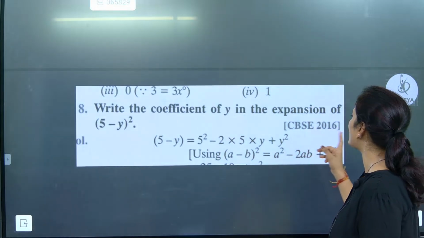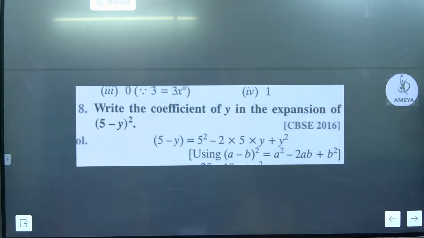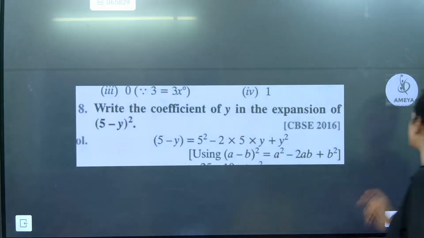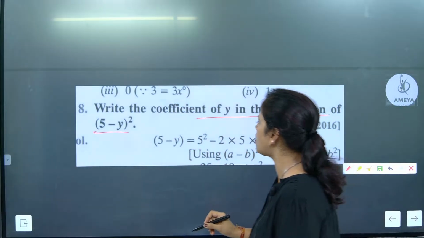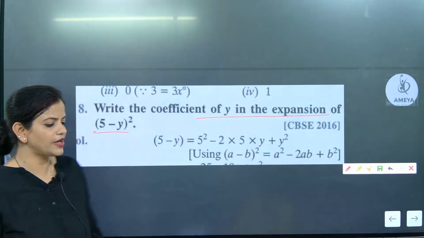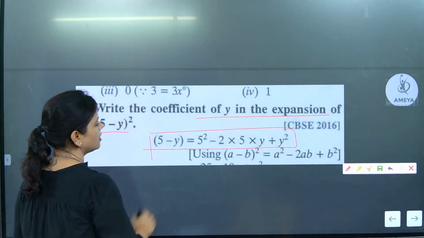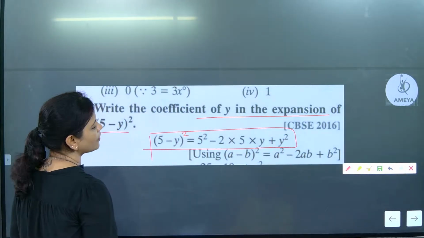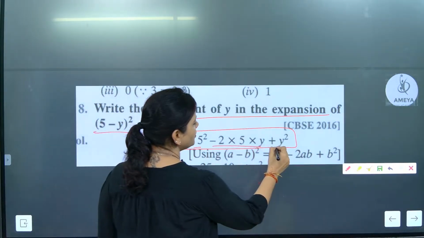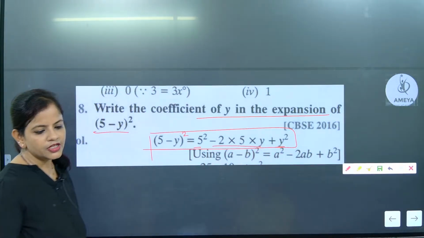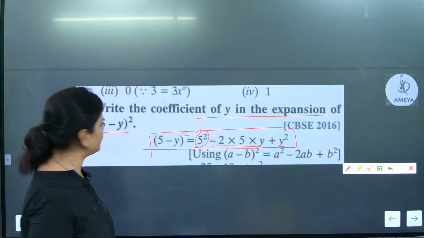Write the coefficient of y in the expansion. This is a CBSE 2016 question. What is the highest degree? First you see this. Write the coefficient of y in the expansion of (5 minus y) whole square. In expansion, we will expand it like this: it is (5 minus y) whole square, which is a square minus 2ab plus b square. Understood? So here what is a square, beta? 5 square. Come on.